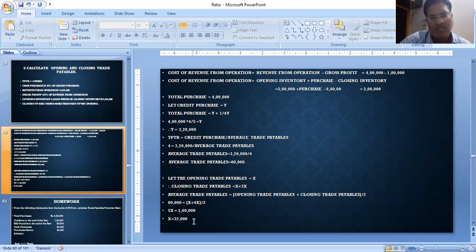And our x was nothing but opening trade payables. So opening trade payables is 32,000, you understand, because of the word more, it is coming 5x by 2. So we found out everything, opening trade payables and total purchase also. Total purchase was 4 lakhs, whereas credit purchase is 3,20,000 only. Okay, so this is the sum.